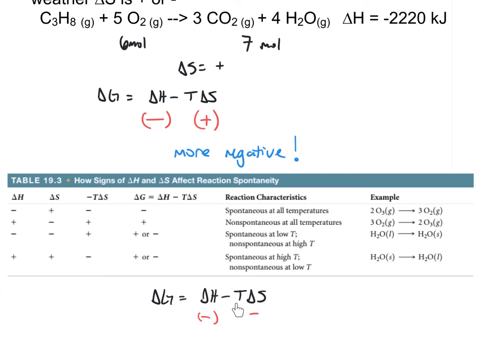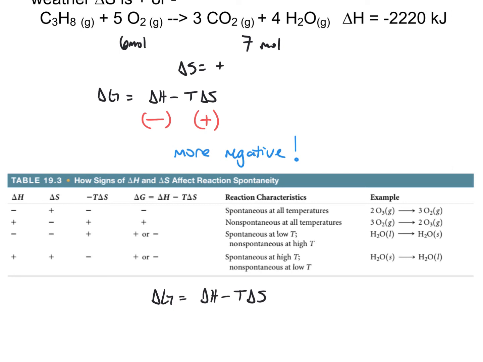As the temperature increases, the T times delta S gets to be a larger value, and you're adding a larger and larger number, because you're subtracting a negative. Eventually, as temperature gets high enough, T multiplied by delta S becomes larger than your negative delta H. And so a high temperature will overtake the negative delta H to flip the sign of delta G at high temperatures, making it non-spontaneous at high temperatures.